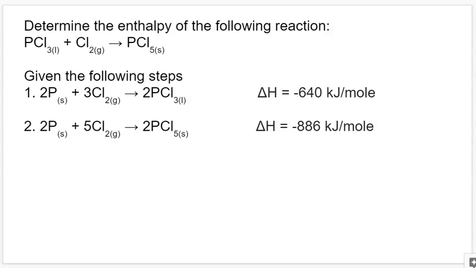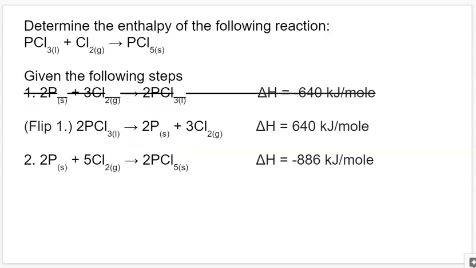All right, let's look at another one. Determine the enthalpy of the following reaction. We have PCl3 plus chlorine gas, making PCl5, and we're given the following steps. We have 2 pure phosphorus plus 3 chlorine, making 2 PCl3, and then 2 pure phosphorus plus 5 chlorine, making 2 PCl5. All right, so we want the PCl3 to be on the reactant side and the PCl5 to be on the product side. So we can flip this first reaction.